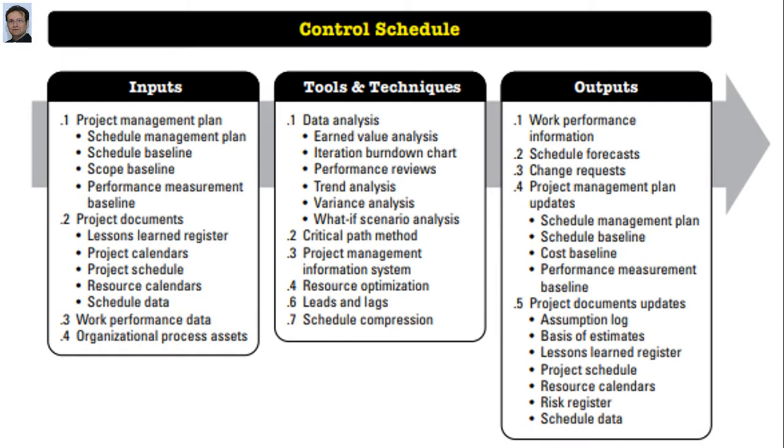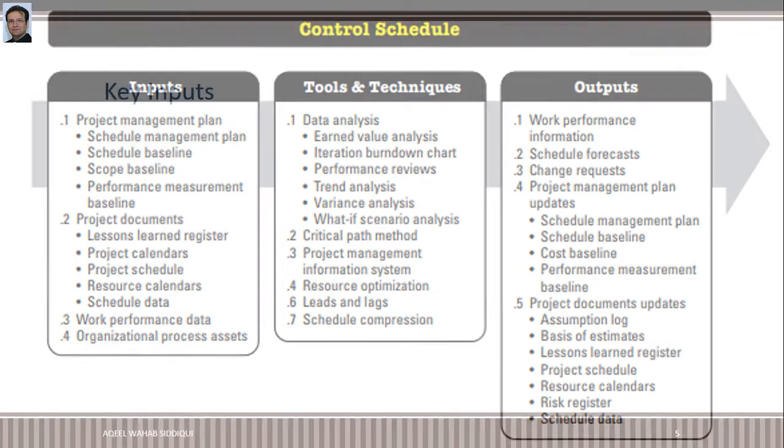In inputs, you need everything. So far you have done, you need everything like the schedule management plan, which is the predecessor process and document of this process. You need the schedule baseline, scope baseline and performance baseline, along with the project schedule, project calendar, resource calendar, schedule data, work performance data, along with the organizational process assets. So let's discuss the key inputs in detail.